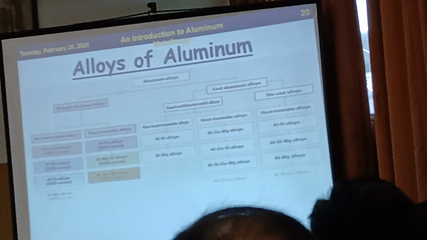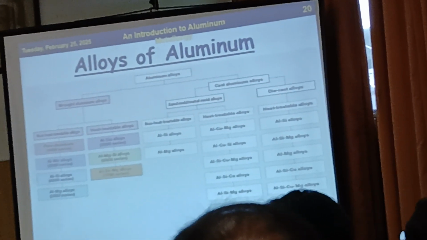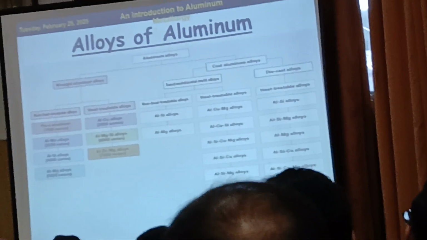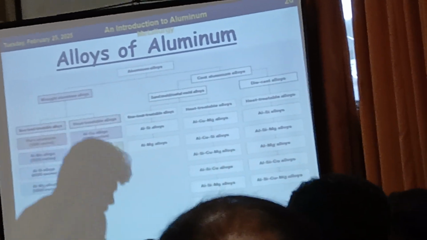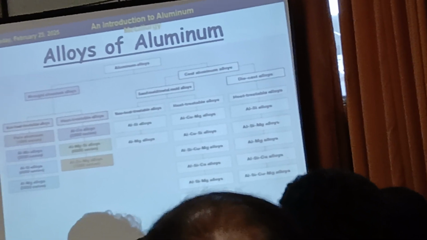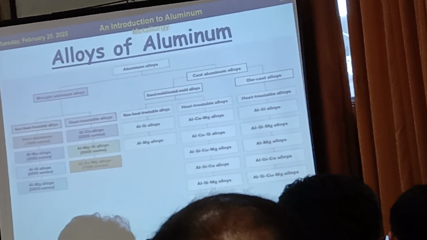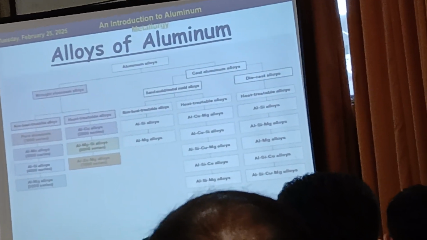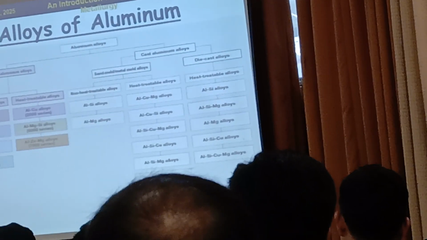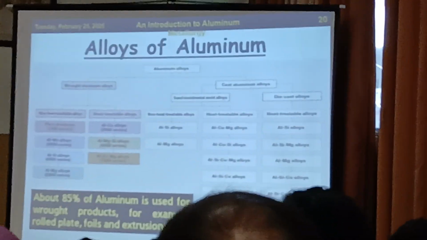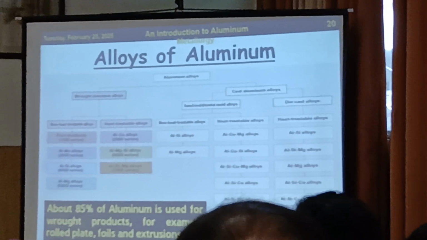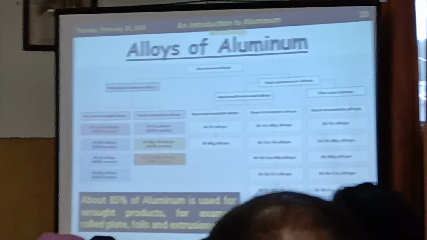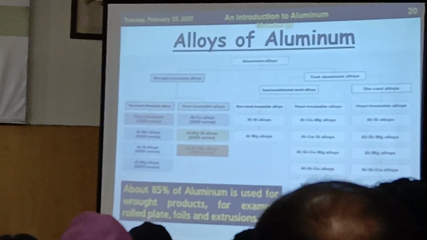Now I come to the alloys of aluminum. As I already mentioned, there are two types of alloys: wrought alloys and cast alloys. And among all of them, some are heat treatable and others are non-heat treatable. About 85% of aluminum is used for wrought products, something like plates, foils, extrusions, and other things.